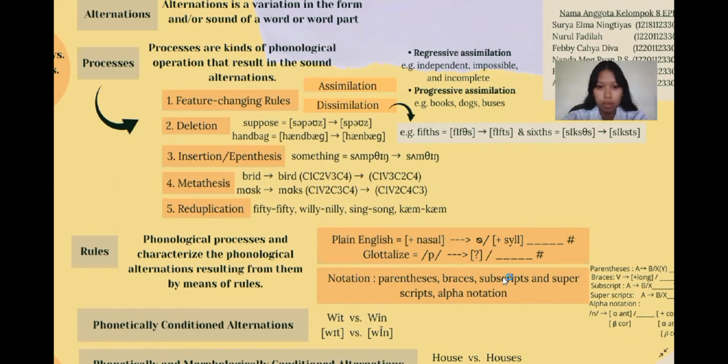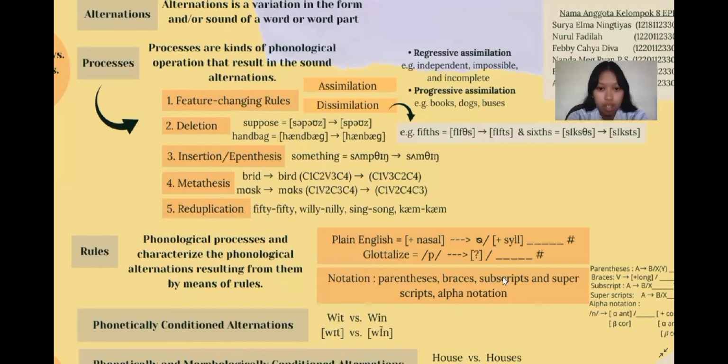about phonological processes. Phonological processes are kinds of phonological operations that result in sound alternations. There are 5 phonological processes here. First, I will explain the feature changing rules. These rules affect individual features or small groups of features, such as nasal assimilation and nasal dissimilation. Assimilation is a process in which two sounds become more alike. It is divided into 2 types, namely regressive assimilation and progressive assimilation.